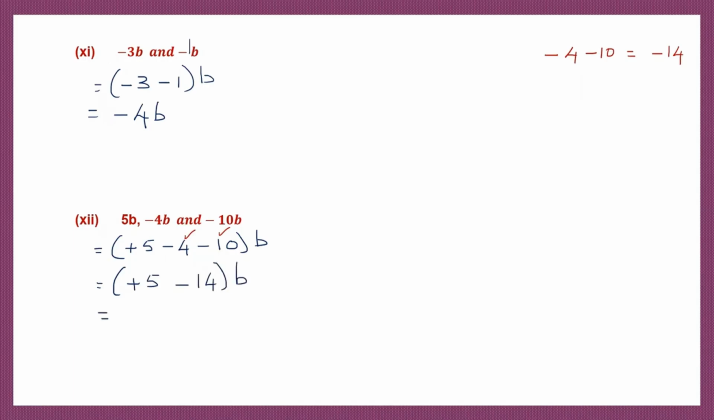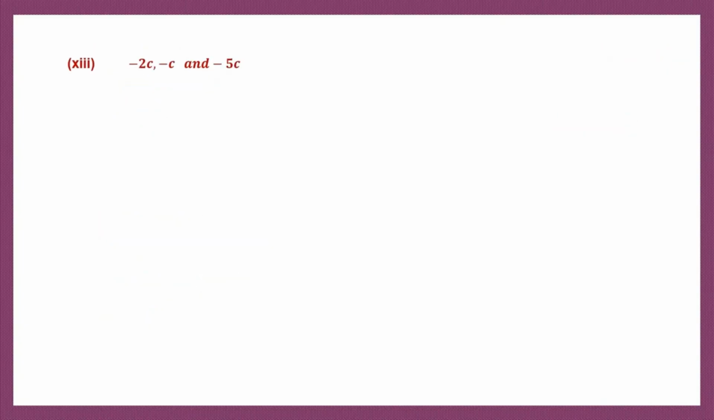Again, here can you see the signs are different. One is plus 5 and the other is minus 14. So what is the rule when signs are different? Put the sign of the bigger number and subtract. 14 minus 5 is 9. So that's minus 9. So here we have got our answer as minus 9b. Go on to the next one.